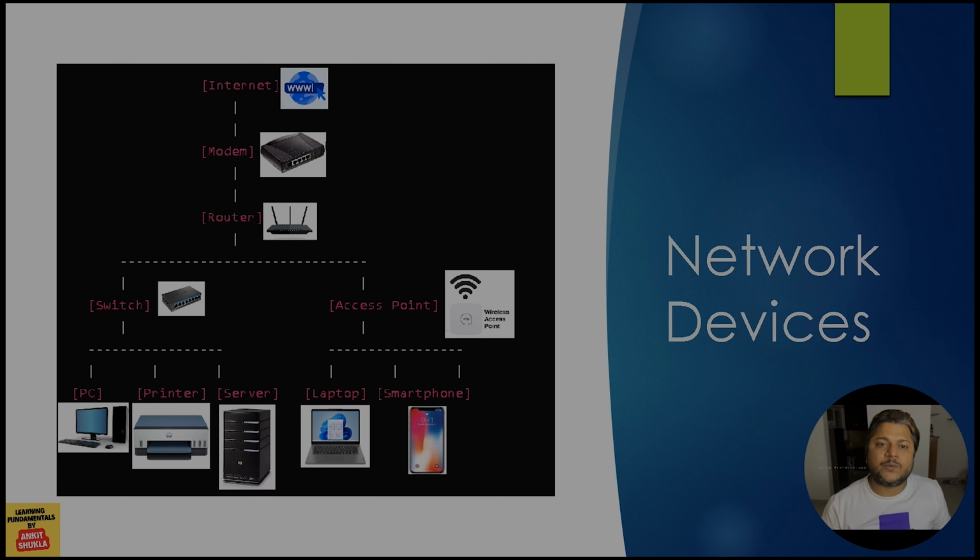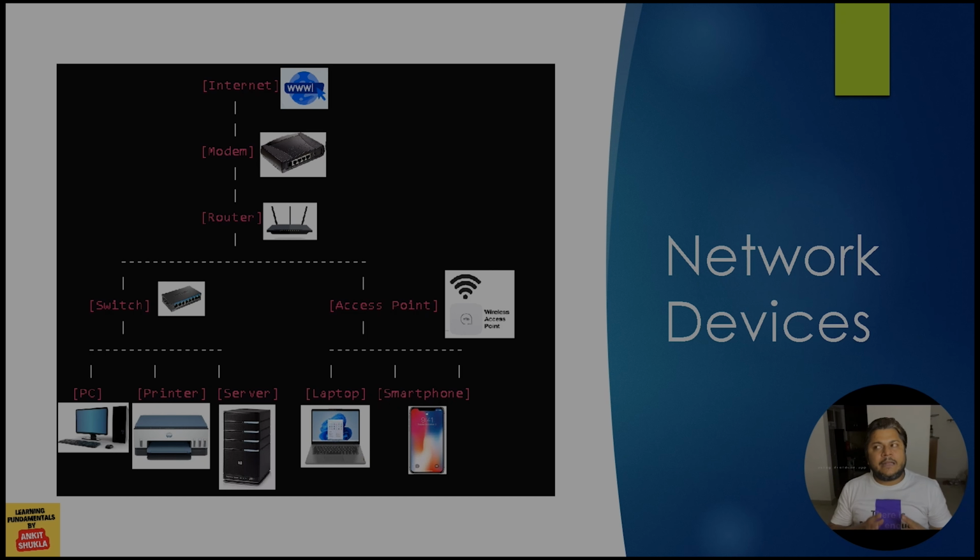Next we have switch. The purpose of a switch is that it connects multiple wired devices like PCs, printers, and servers. If you look at that on the left hand side, and the access point on the right hand side, it connects different wireless devices to the router instead of a wired network, just like what a switch is doing.